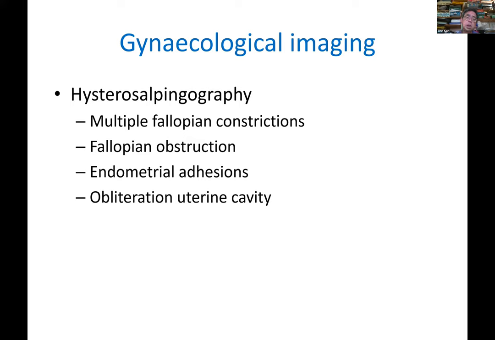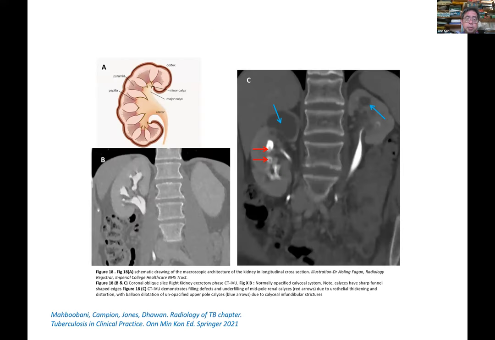In terms of gynae imaging, classic is an HSG, and again, you're looking for fallopian constriction, obstruction, adhesions, and obliteration of the uterus. So a couple of pictures here. This is a CT scan, and you can see that the calyces are abnormal. And this is a CT IVU looking at filling defects there within the calyces, but also ureteric distortion.